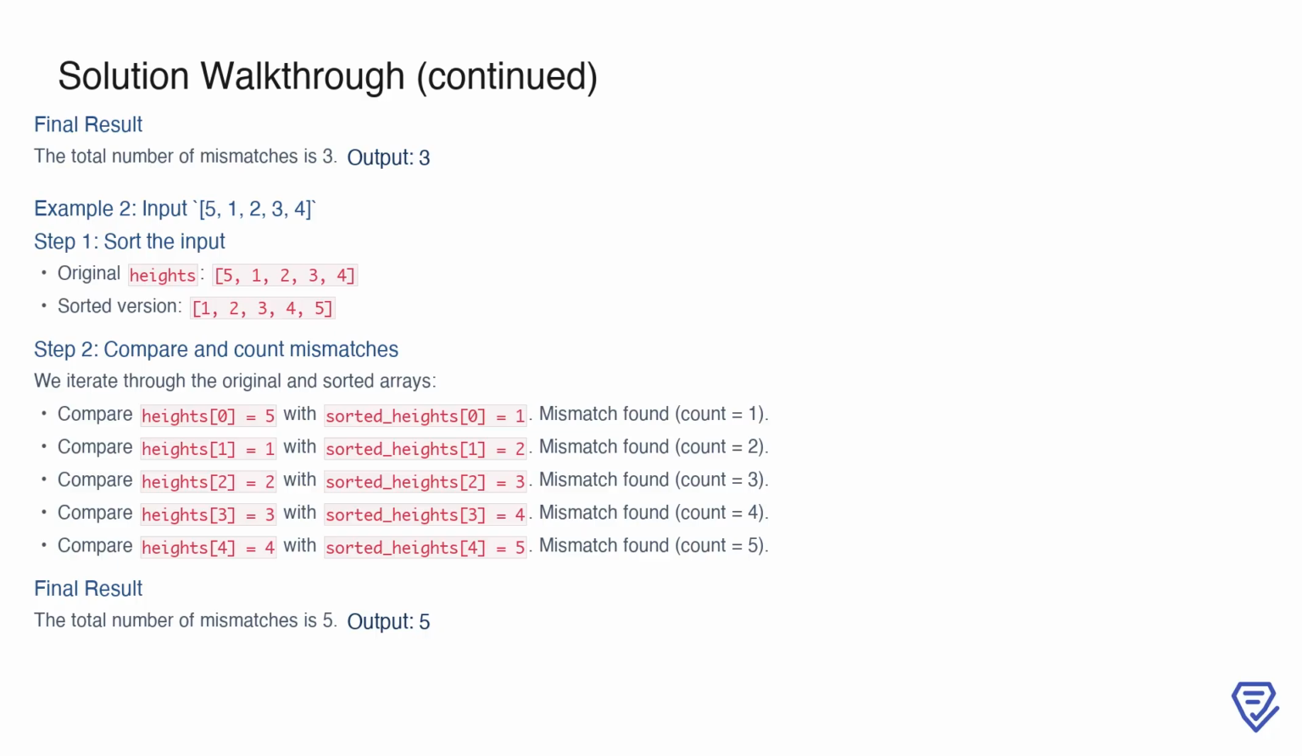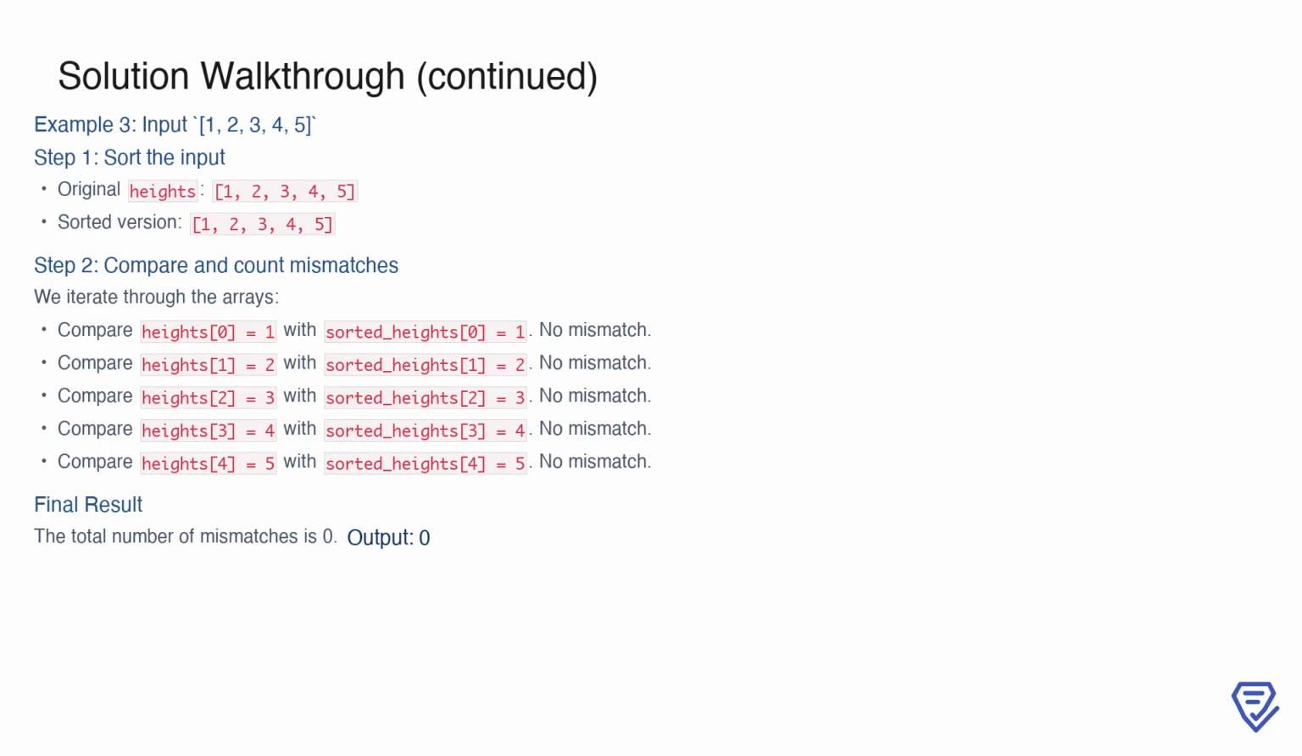Similarly, 2 does not match 3, increasing the count to 3. Then, 3 does not match 4, pushing the count to 4. Finally, 4 does not match 5, so the mismatch count becomes 5. Since every element is out of place, the total number of mismatches is 5, and the output for this example is 5. In the final example, the input list is 1, 2, 3, 4, 5.